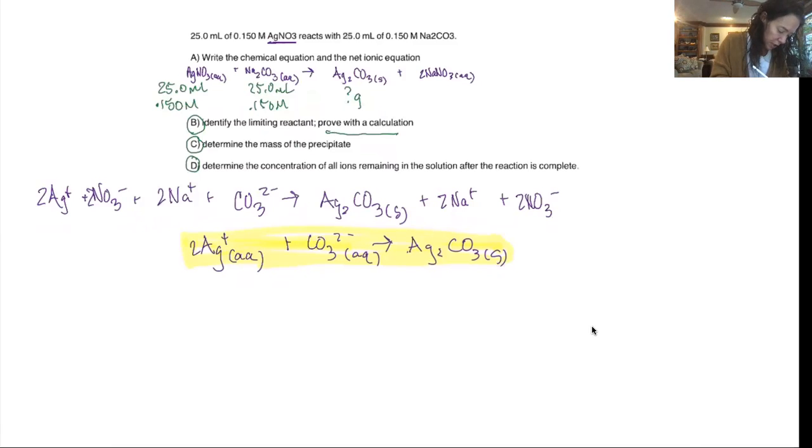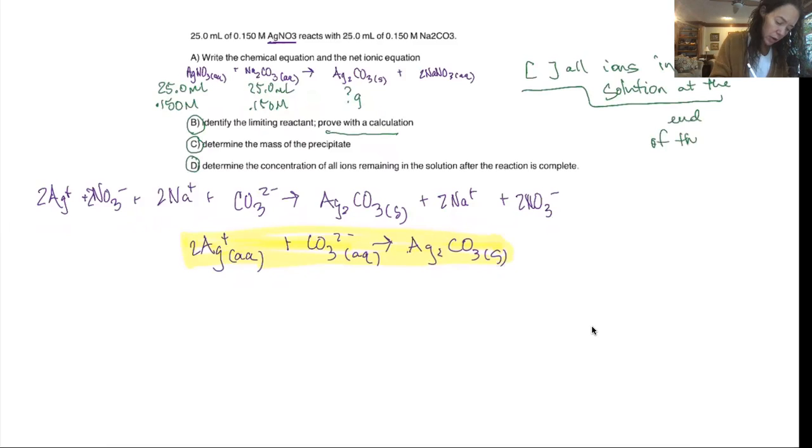Okay, so let's get started here. We need to know the concentration of all ions in solution. That will be the last thing. But I'm going to take a different approach here than the other video. Since they're asking me the concentration of all ions in solution at the end of the reaction, I am going to go ahead and figure out how much I'm starting with. So, let me get my picture out of the way so that I can know how much I ended with.